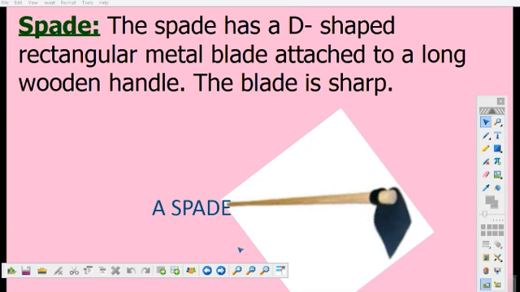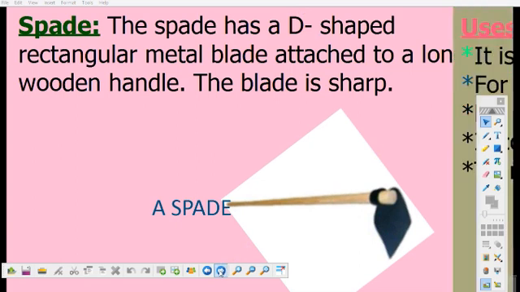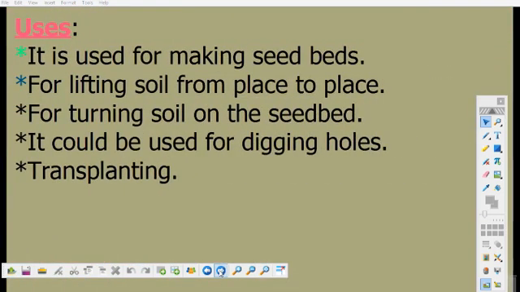Let's look at the uses of spade. One of the uses of spade, it is used for making seedbed. Two, for lifting soil from one place to another, for turning soil on the seed bed. And the third one is it could be used for digging holes. And the last one, the fifth one, it can be used for transplanting. It can be used to transplant a plant from one point to another.